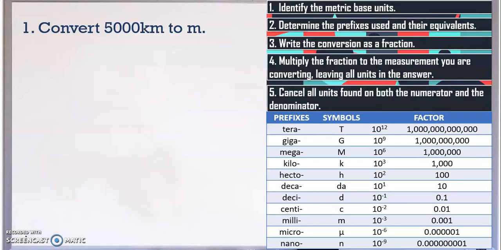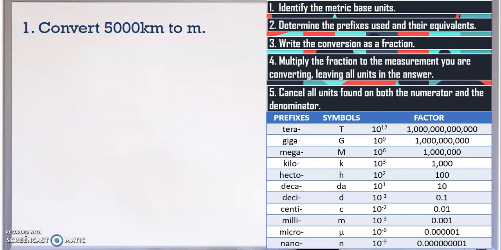The steps of the metric to metric conversion, as well as the conversion chart, are shown here to assist you in your first steps in the conversion process. Sample problem number 1. Convert 5,000 kilometers to meter. In the first step, we have to identify the metric base unit. In this case, the metric base unit is meter, which is the standard unit of length.